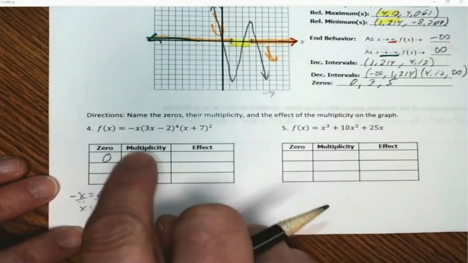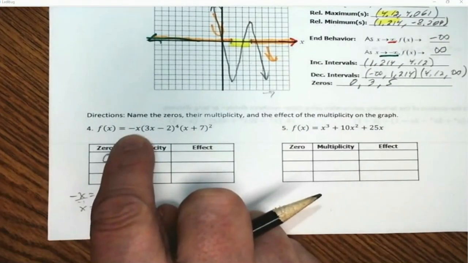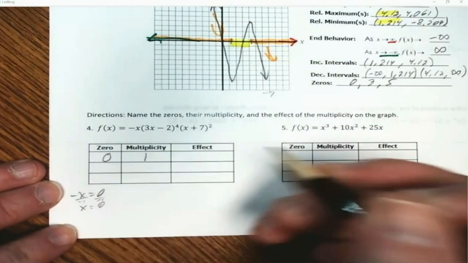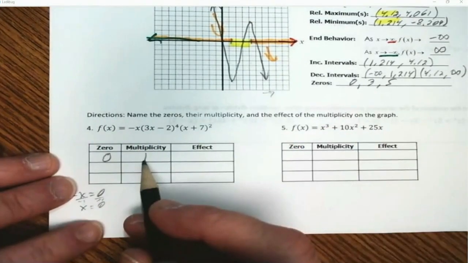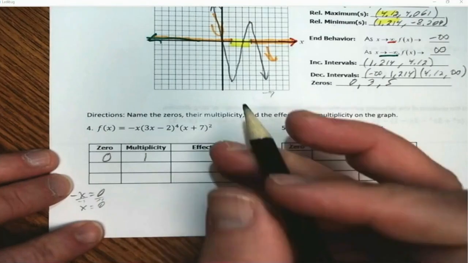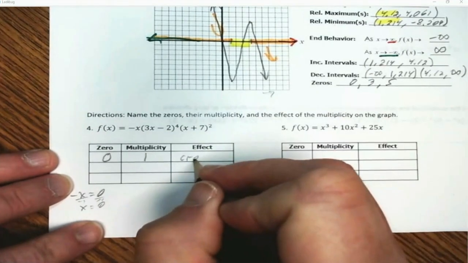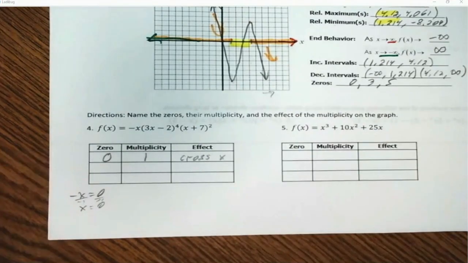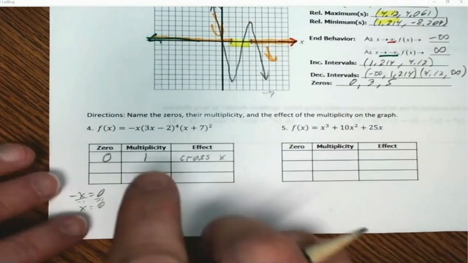What's the multiplicity? Well, it's not x squared. It's not x to the third. It's just x. So it only has a multiplicity of 1. So that's odd. 1 is an odd number, so that means it will cross. That means it crosses the x-axis. It crosses the x.